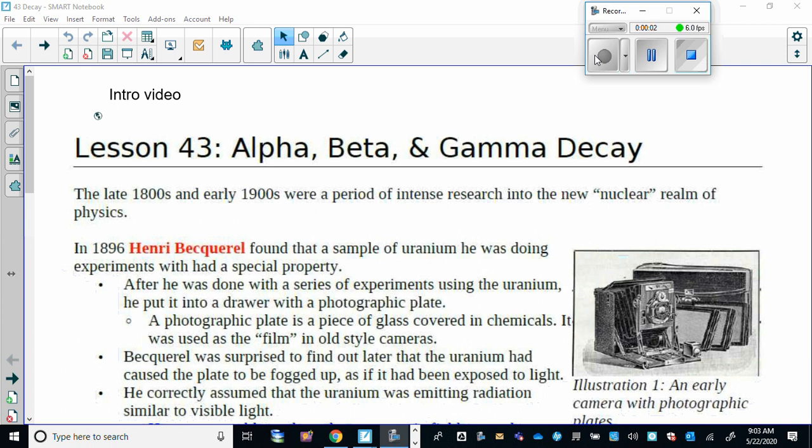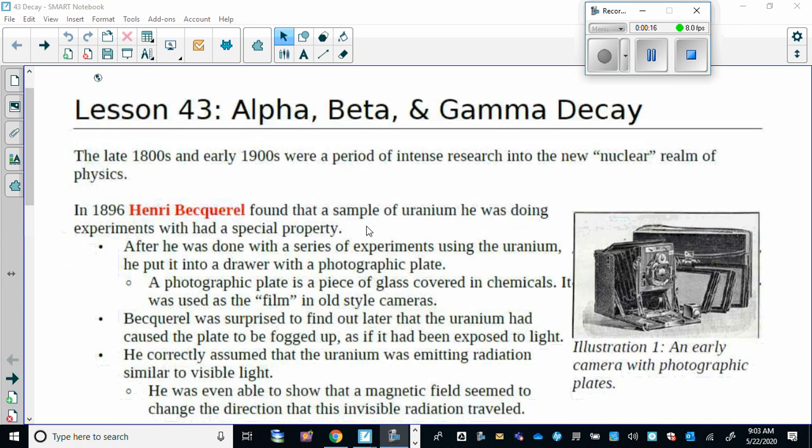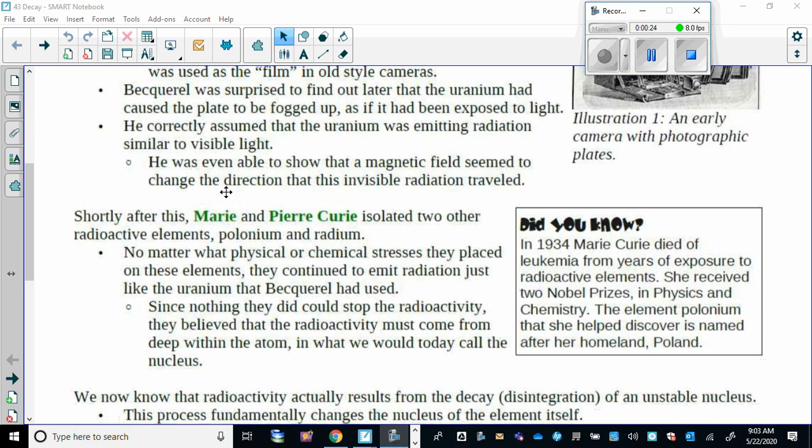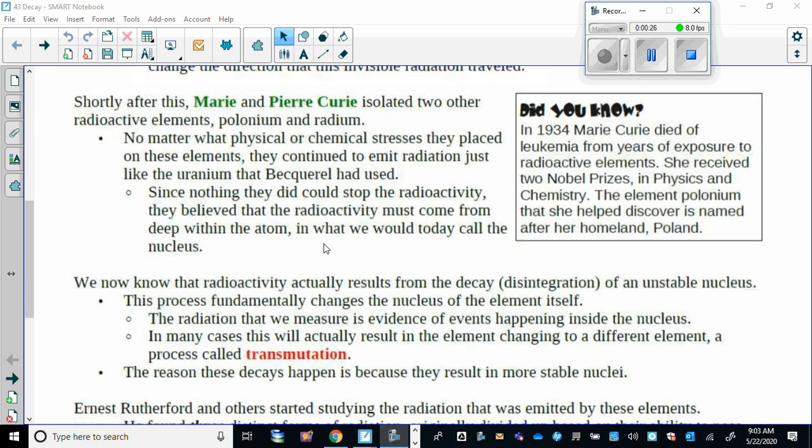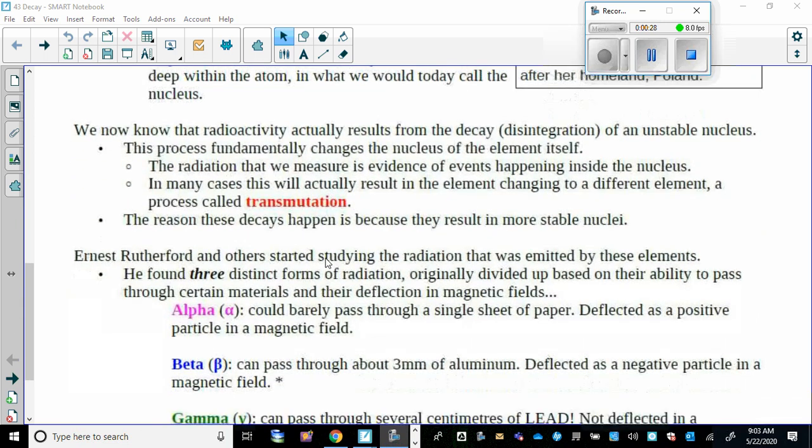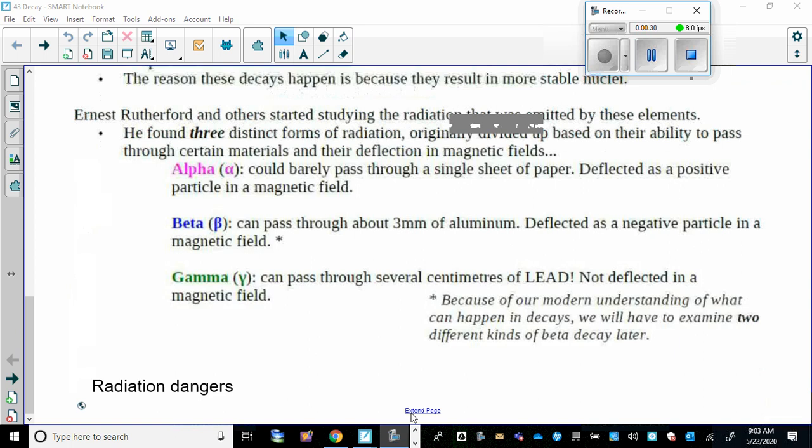Lesson 43, alpha, beta, and gamma decay. And once again, I recommend you go onto YouTube, Google alpha, beta, gamma decay, and watch a video on it. It will make it more interesting and relevant to you. You can read over these notes about Henri Becquerel and Marie and Pierre Curie. But I'm just going to go right into the meat of it.